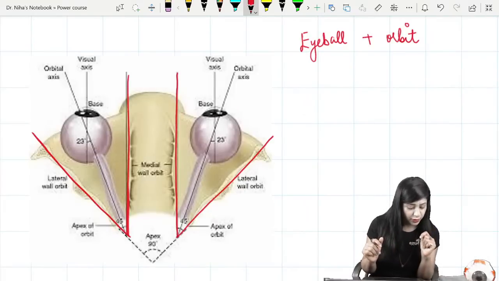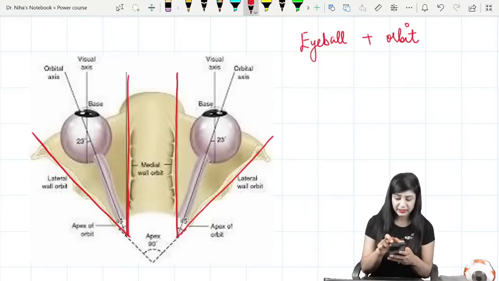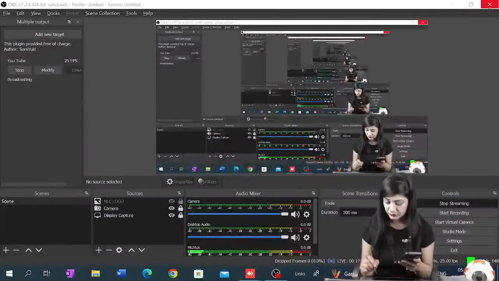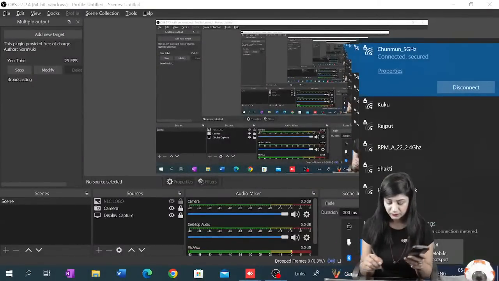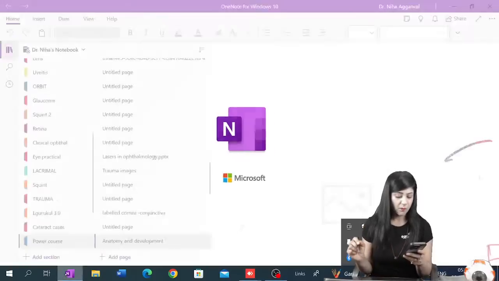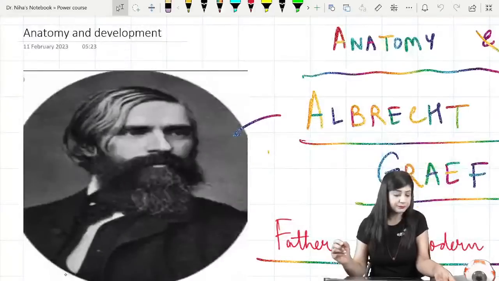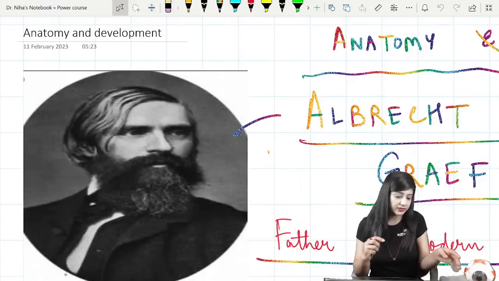Is it buffering for everyone? Just a second. Let me check what has happened. Just a second, guys. I think it's good from our end. Those who are getting the buffering, please check once.